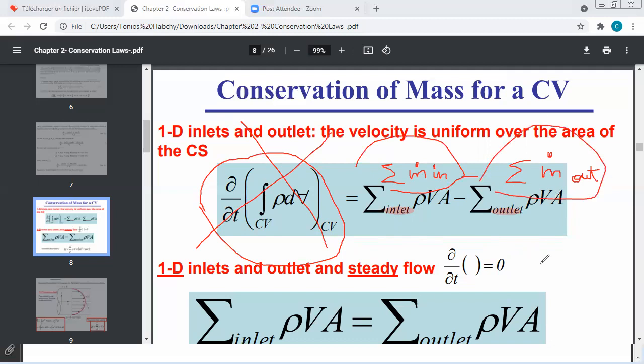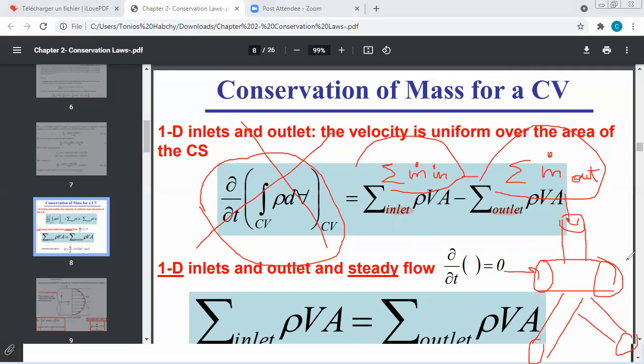And this is the case in general. If you have a piping network and you want to do analysis of it, in general you deal with steady applications. So you have several inlets, several outlets, and you will use the following concept to find how the mass will be distributed. You have the condition that the summation of m dot inlet should be equal to the summation of m dot outlet.